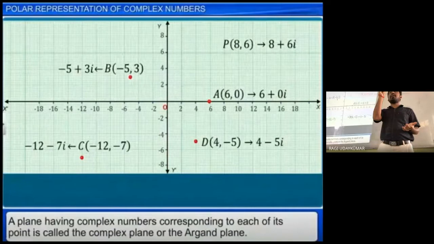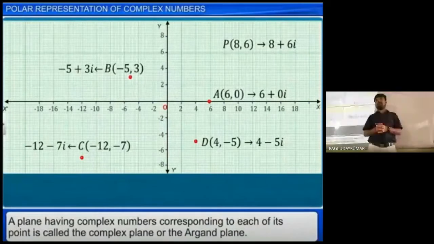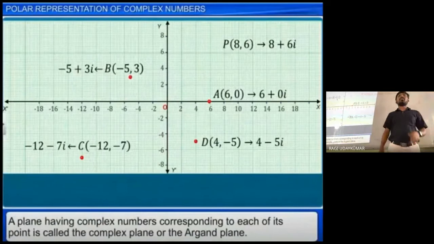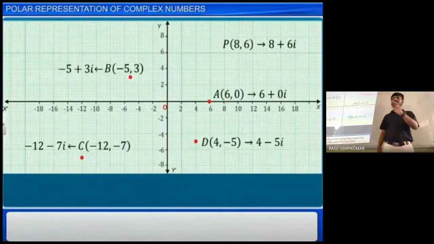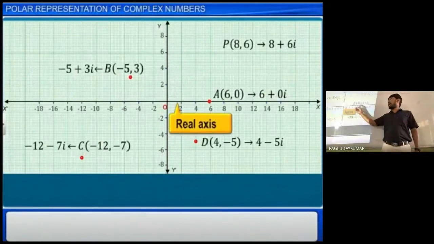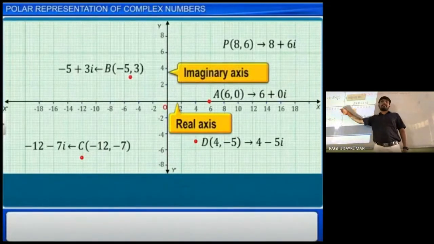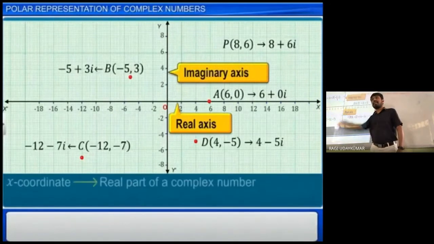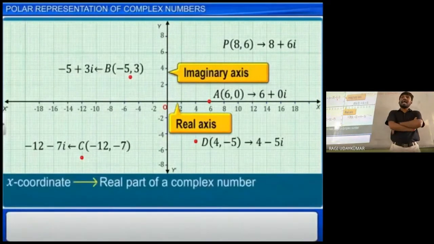Point A is taken as 6 comma 0 on the x-axis. But here, this Argand plane has the real line, and the y-axis will be considered as the imaginary line. Like that, the points will be, C point if you are taking minus 12 comma minus 7, minus 12 minus 7i. So the x-axis is called the real axis, and the y-axis is the imaginary axis.